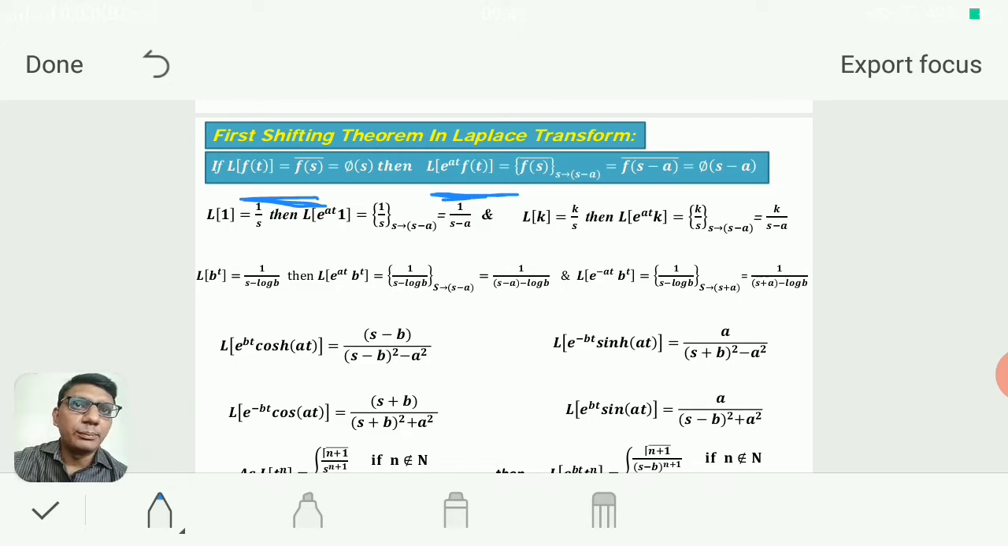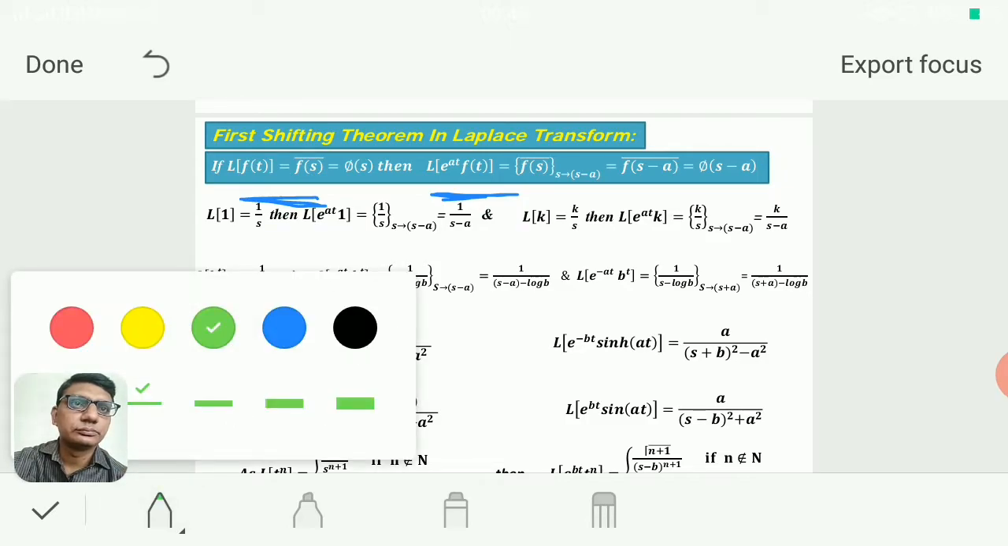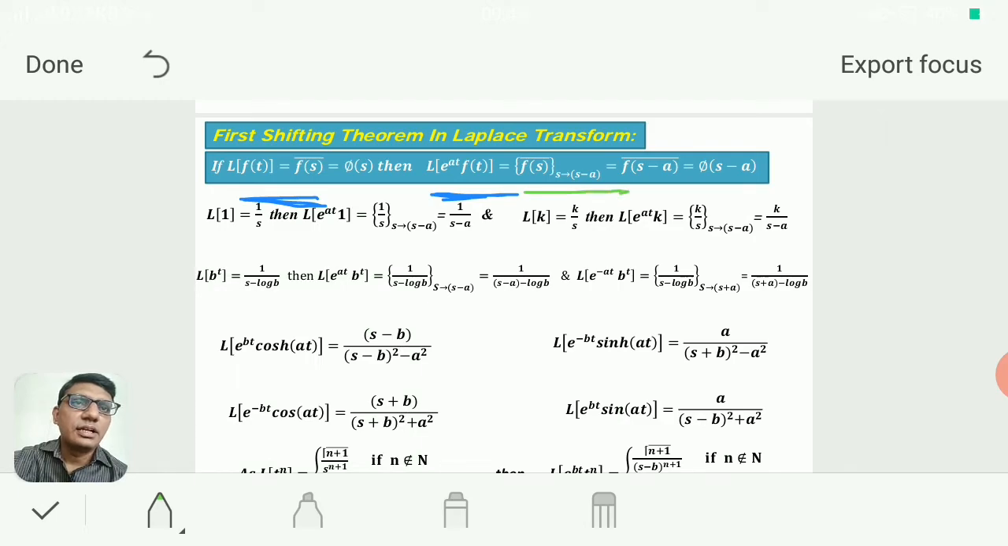So if Laplace of f(t) is f bar s or phi of s, then we just replace s by s minus a in each and every term. So Laplace of e raised to at f(t) is equal to f bar s, where s is replaced by s minus a. Then Laplace of e raised to at f(t) equals phi of s minus a.